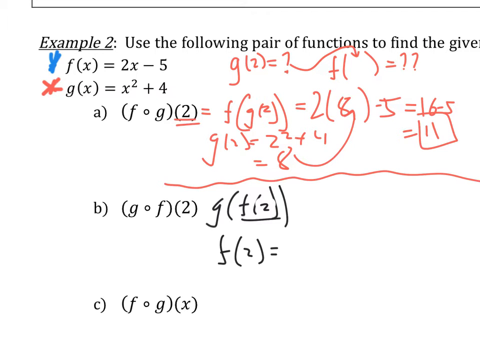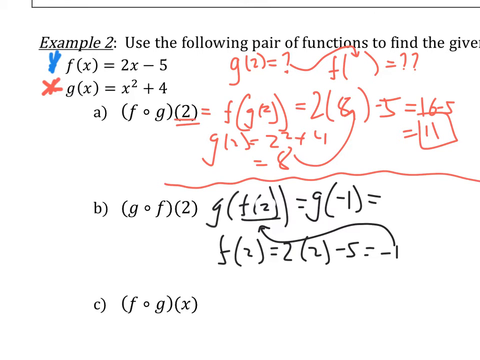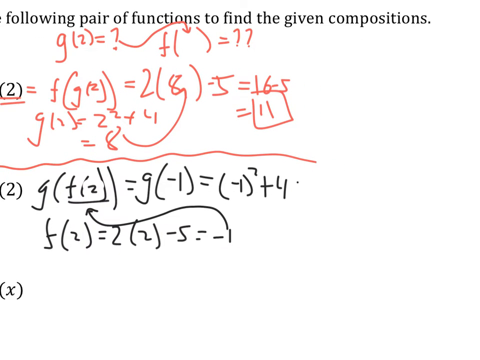F of 2, using our f function here, we have 2 times 2 minus 5. And that's going to be 4 minus 5, which is negative 1. So that can go inside of g. So g is negative 1, so this means g of negative 1. So we want to figure out what g is when x is negative 1. So let's plug it into here. And so we get negative 1 squared plus 4. Okay? And so that's just 1 plus 4, which is 5. There's our final answer.